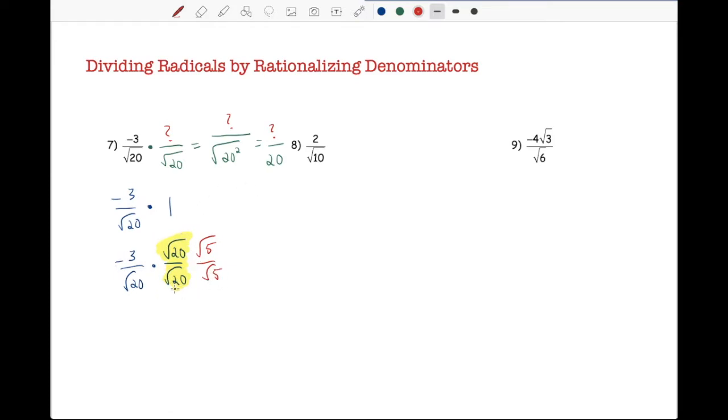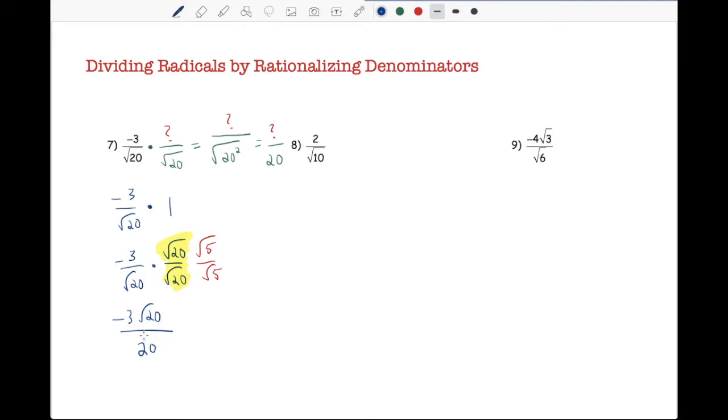But for the purpose of this video, we're going to just treat root 20 over root 20 as our way to do this. So again, now we're just going to multiply across with fractions. We're going to do negative 3 root 20. Negative 3 times root 20 is just negative 3 root 20. Root 20 times itself is the square root of 20 squared, which is just 20.